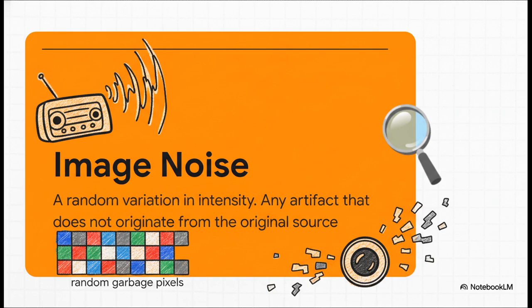Think of it like the static you hear on a radio when you're between stations. It's just interference that's getting in the way of the signal you actually want to hear. In an image, that interference shows up as random changes in the color and brightness of the pixels.